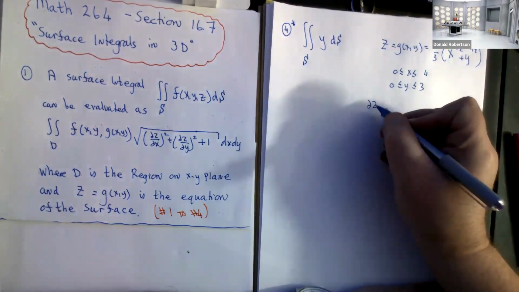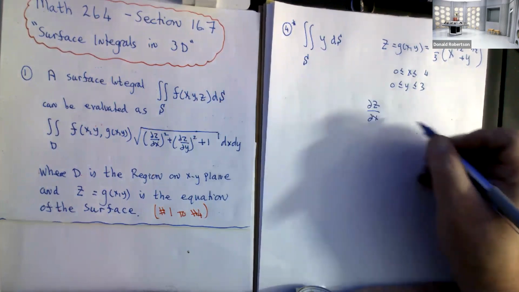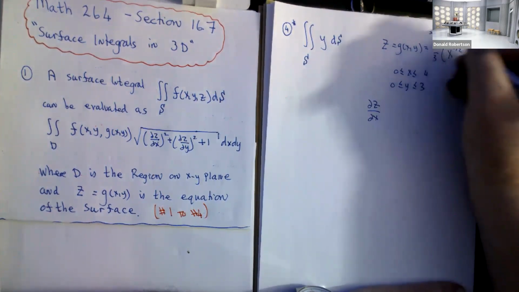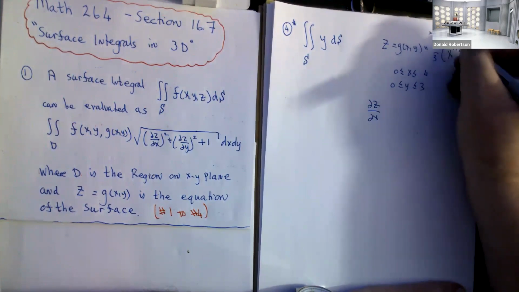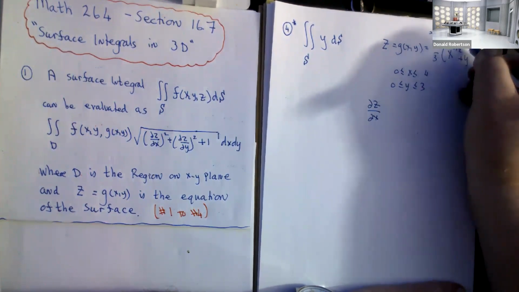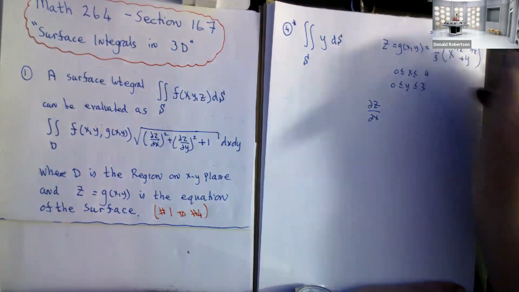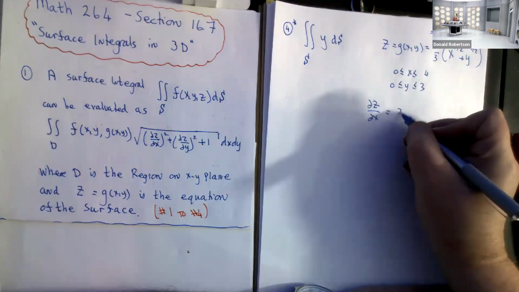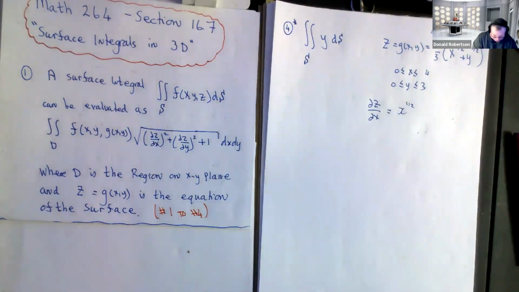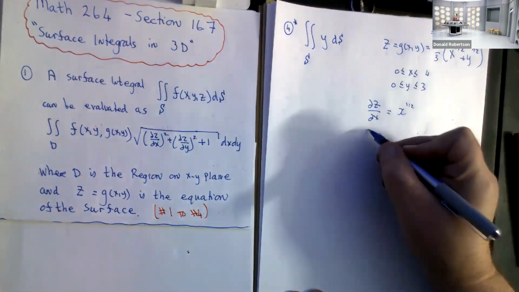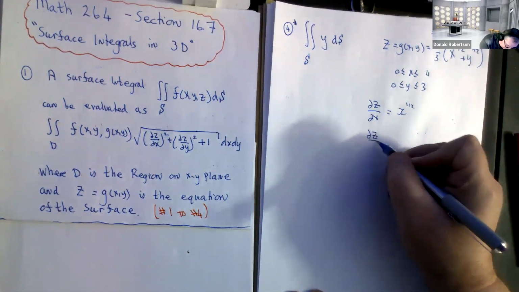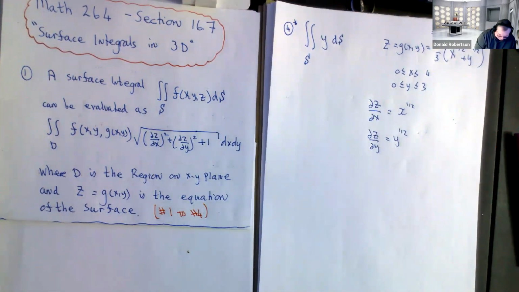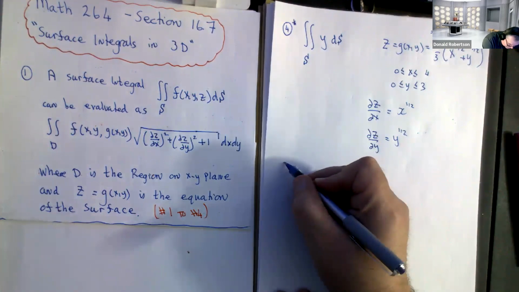Let's find dz by dx. Well, if you multiply that out, you get 2/3 x to the 3/2 plus 2/3 y to the 3/2. So that's much easier to differentiate. This one then will be x to the half, and this one y to the half. So we should be ready.